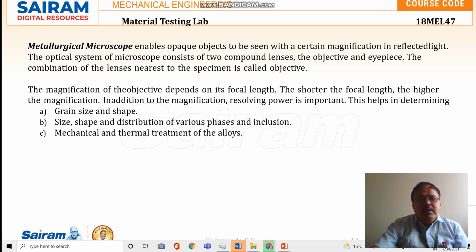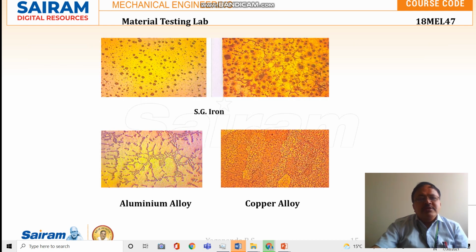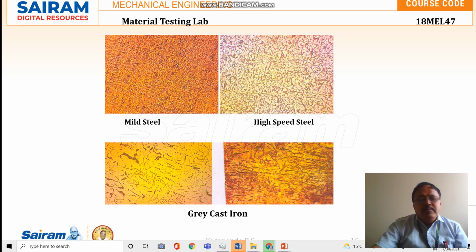Before the specimen is brought before the microscope, we have to treat the given alloy using thermal treatments. Under the microscope, different metals will be seen. The molecular arrangement will be seen in different metals like this. SG iron, aluminium alloy, copper alloy will be looking like this, and SG iron will be looking like this. Then mild steel will look like this, and high speed steel. We have grey cast iron looking like this.